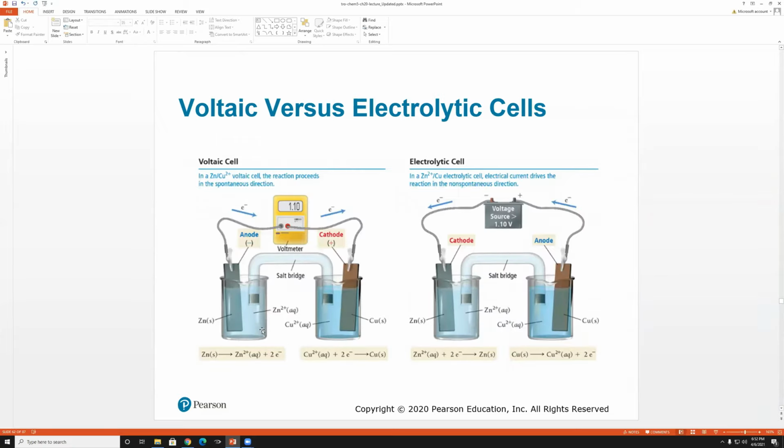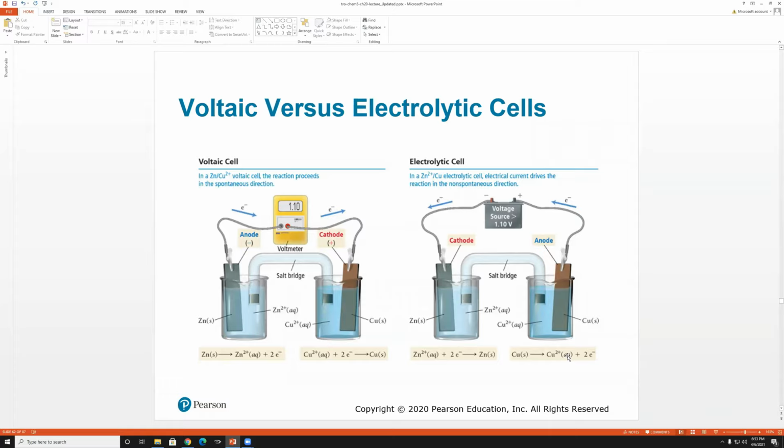So a voltaic cell, we have the spontaneous reduction of copper and the spontaneous oxidation of zinc. It happens based on the differences in voltages of the reduction potentials of zinc and copper. Whereas electrolytic cells, you see how it's flipped. The cathode is now the zinc, and the zinc is being reduced. Whereas the anode is now the copper, and the copper is being oxidized.